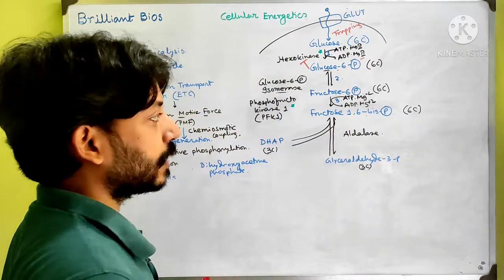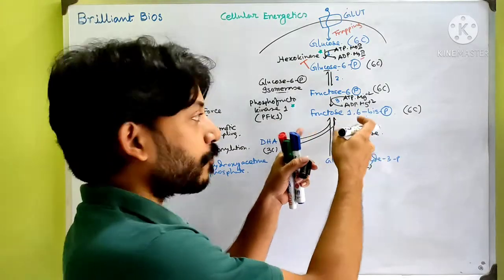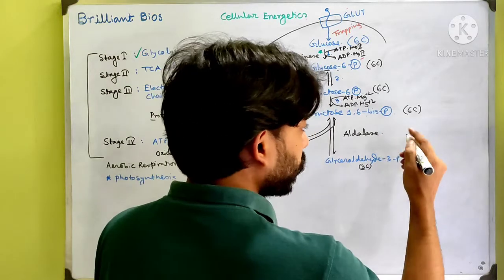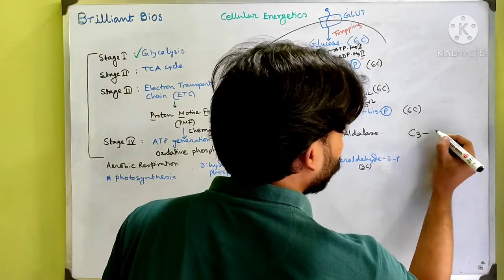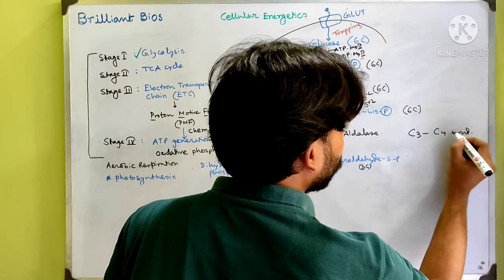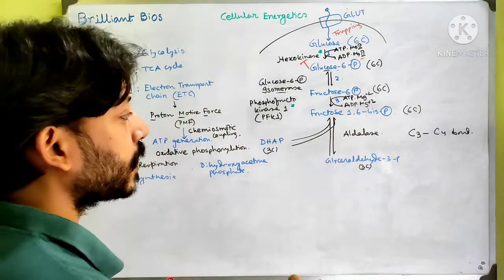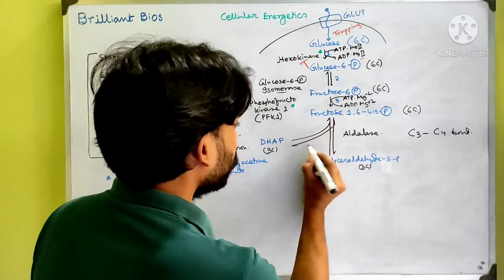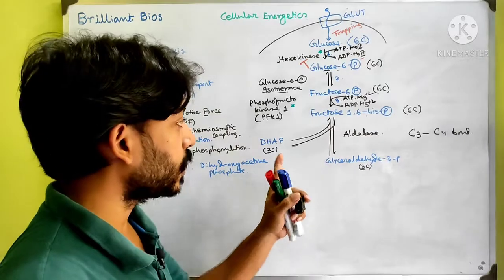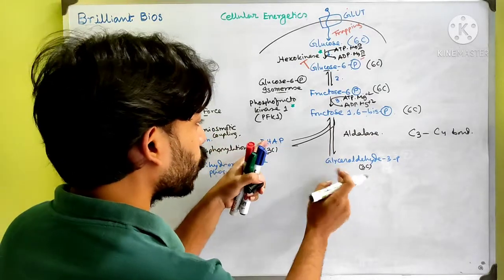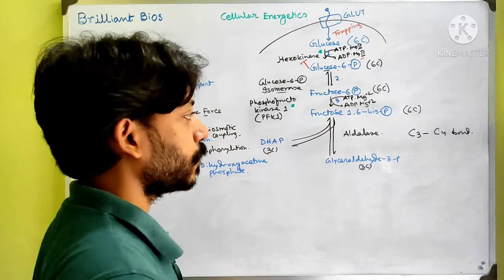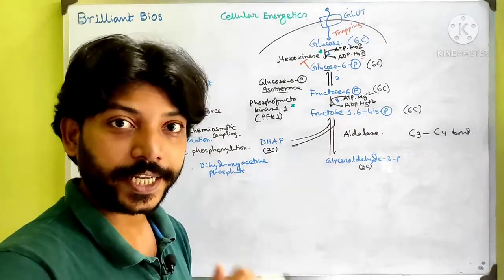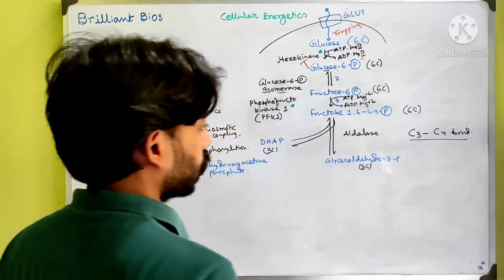I have mentioned that the breakdown of this fructose is actually an aldol reaction, and the cleavage occurs, as you can remember, at the C3 to C4 bond. You have to remember that this aldolase is actually performing a reversible reaction. That means these two products can join to form fructose 1,6-bisphosphate. So aldol reaction means it can cleave or it can create the C3-C4 bond.